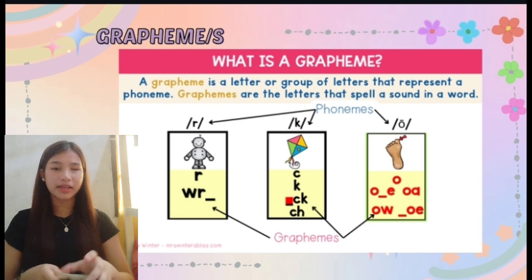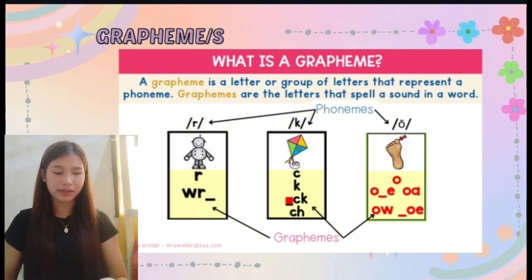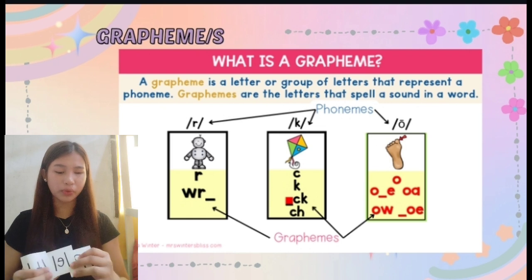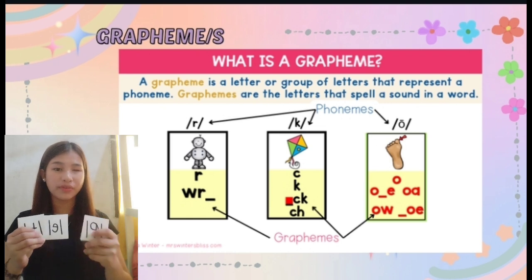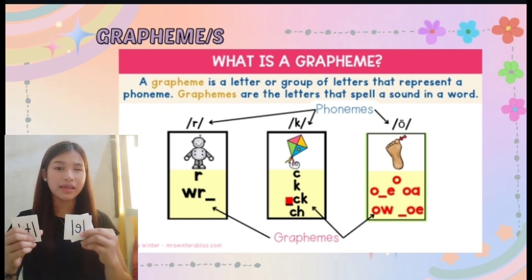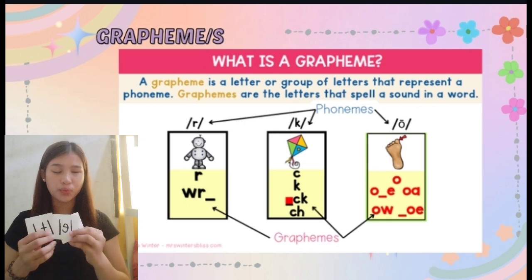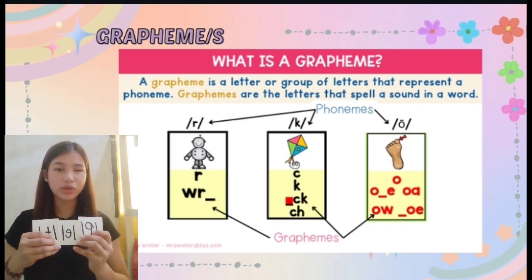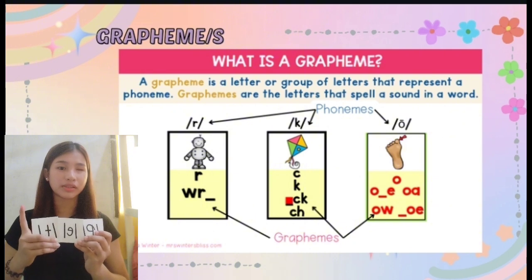Another example is the word pet. The phonemes of pet are p, e, t. That is the phoneme, the sound. And the graphemes are the written version of the phonemes of pet. So we have here the P, the E, and the T. So we can create the word pet by combining the letter sounds p, e, t.